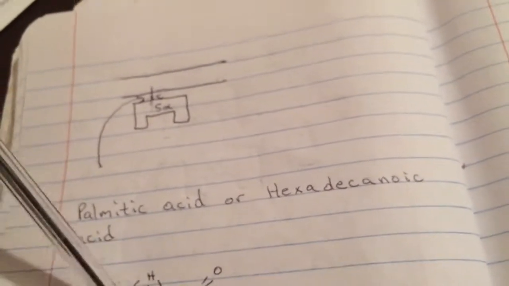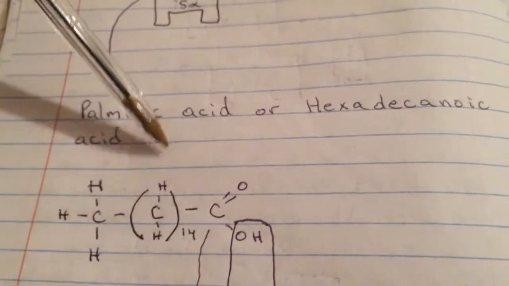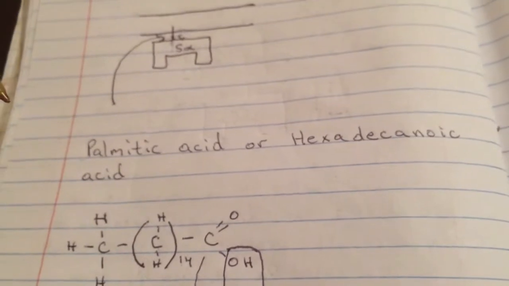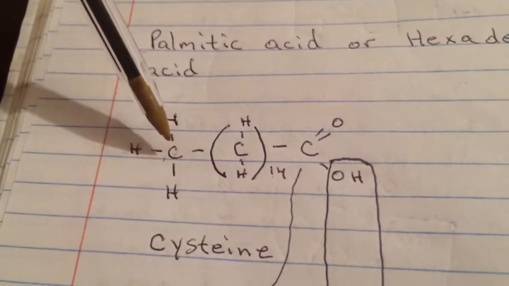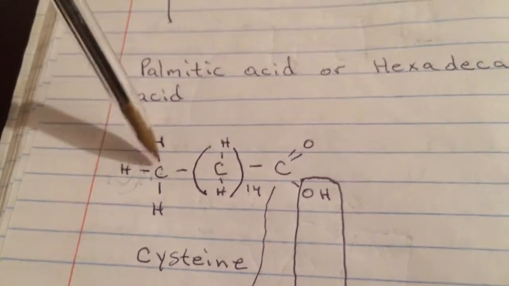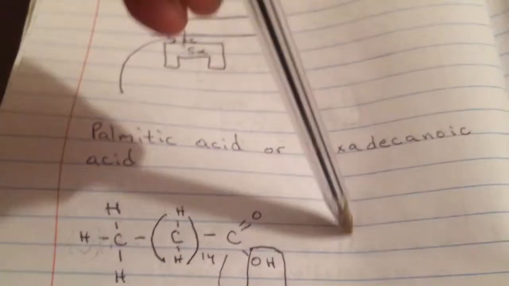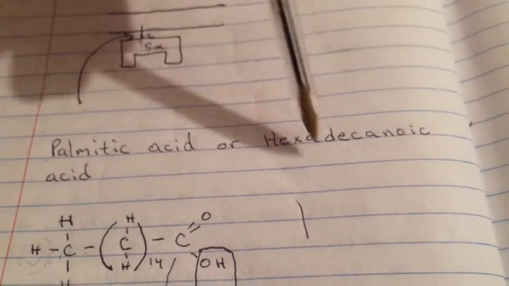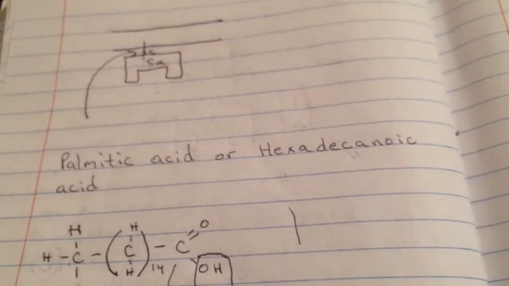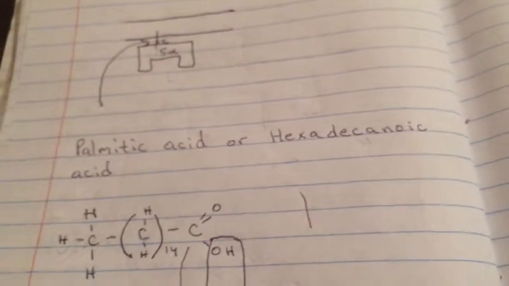So there are 14 carbons, and it's fully saturated. It has these 14 methylene groups going down, and then a methyl group on the end, which has the third hydrogen, so the carbon has all four bonds. Deca is 10, and hexa is 6. So we have 16-carbon hexadecanoic acid, a carboxylic acid, fully saturated.